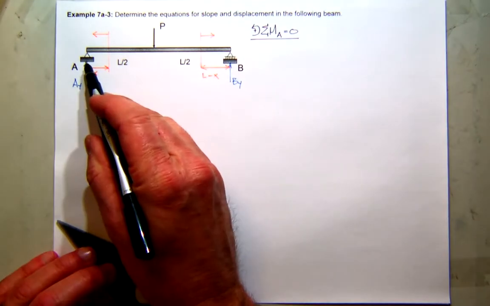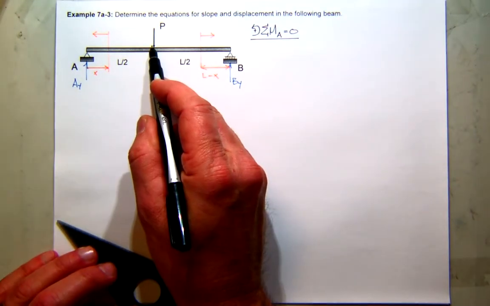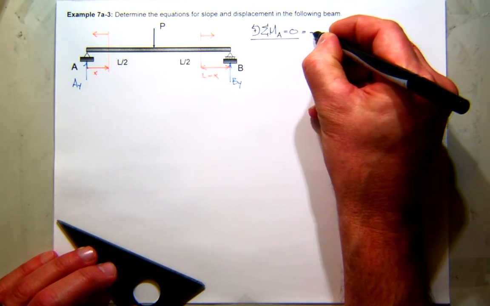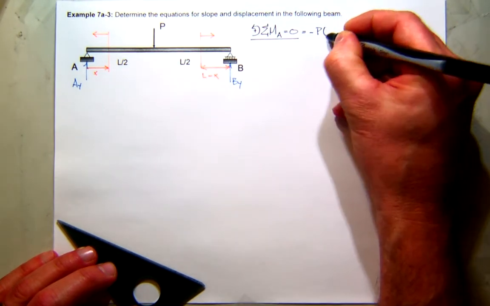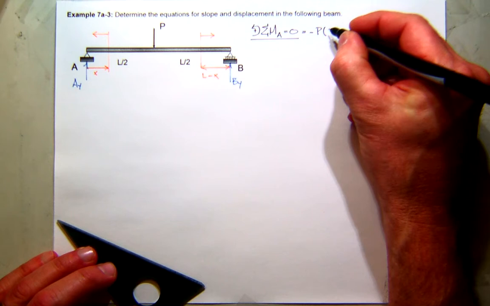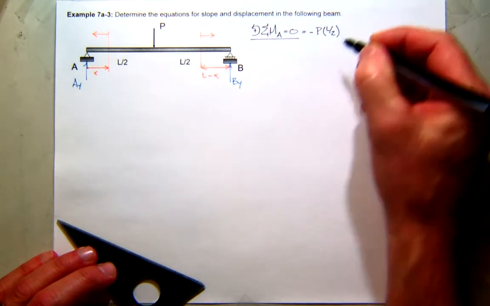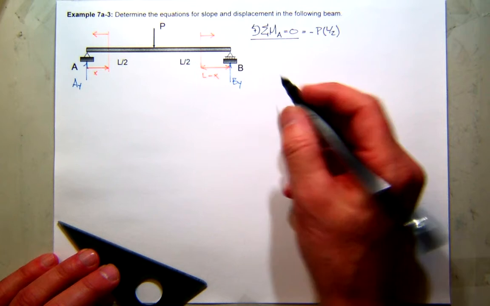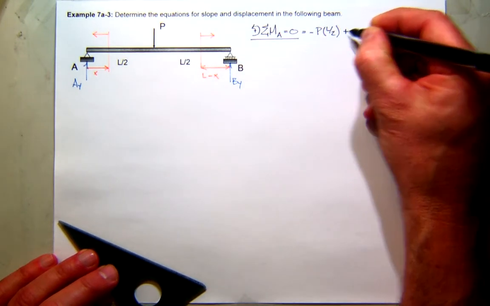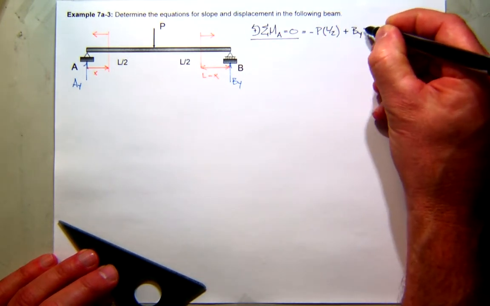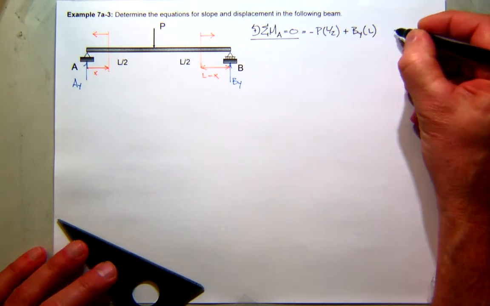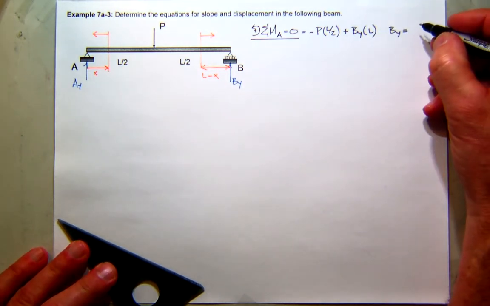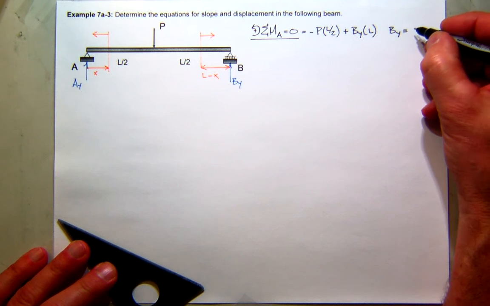So summing moments at A, my applied load P creates what kind of moment? Positive or negative with right-hand rule? Negative. So it'll be P times the distance from A to the load, L over 2. And then I'll have my reaction By. What kind of moment does that create about A? Positive. The force will be By, the length will be L. And it's really probably no big surprise that when you solve for By, you get P over 2.